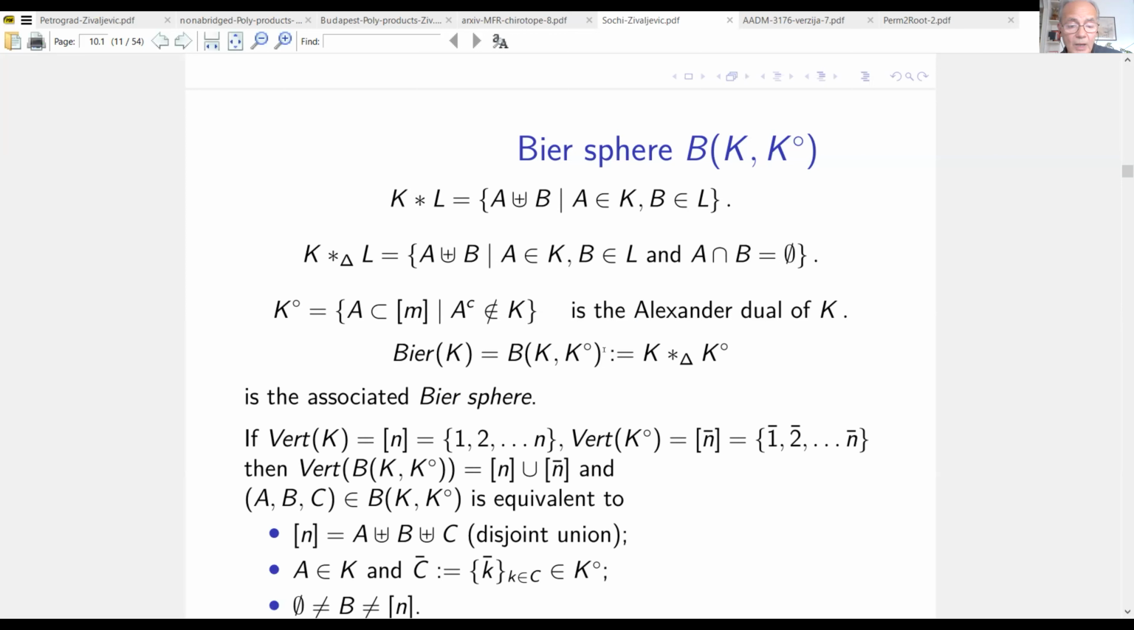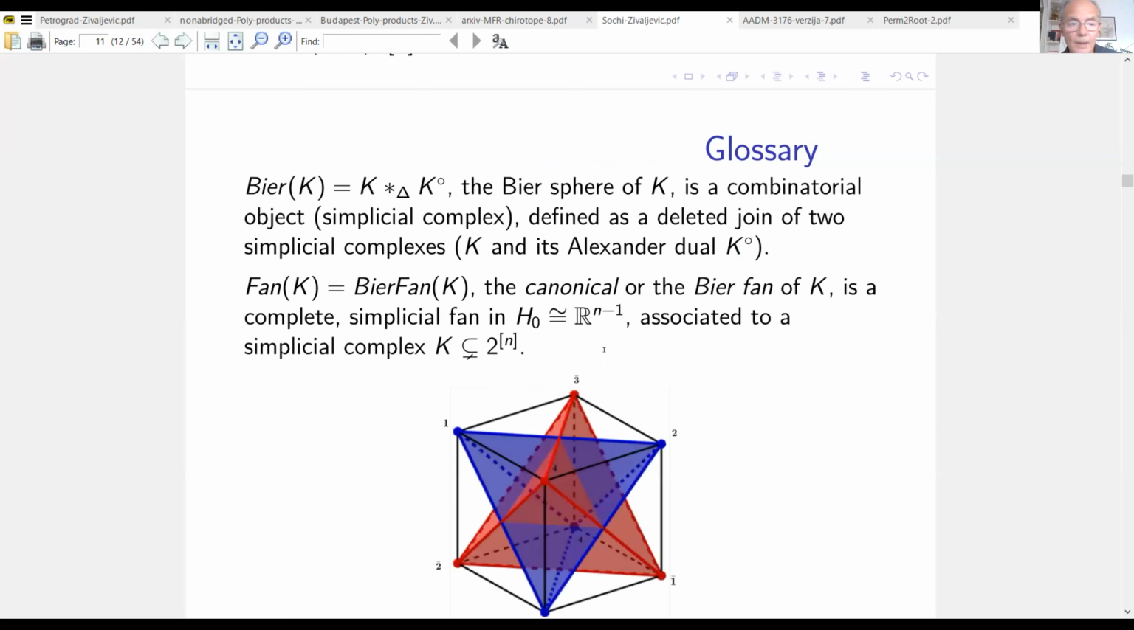And well, I introduced this for those who will read these transparencies later, so I will just continue. So the Bier sphere is defined as the deleted join of the simplicial complex and its Alexander dual. It turns out, well, one of the main questions we want to study is when these spheres are polytopal. In other words, when they can be realized as boundary spheres of simplicial convex polytopes.